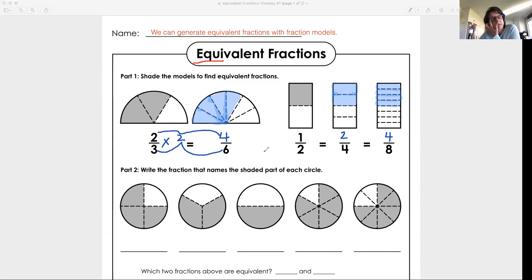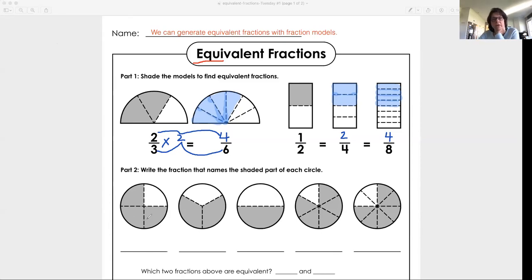So now let's come down here, and part 2 says, write the fraction that names the shaded part of each circle. So there are 5 circles there. They're all split into different units. I'm going to give you a couple minutes to write those fractions there. All right, hopefully you've had enough time.